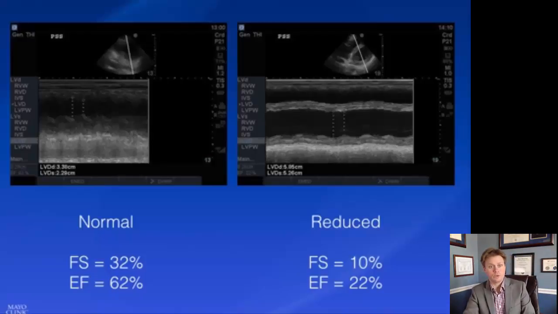In the reduced systolic function on the right example, we've got a very dilated ventricle that is 5.8 centimeters, and it only decreases to 5.2 centimeters during systole, which would give us an ejection fraction of 22%. Now, this is a highly inaccurate method of doing so, but again, if you just want something to reassure your clinical assessment and gross estimation by visually looking at the function, this is a very quick and dirty way to do it.